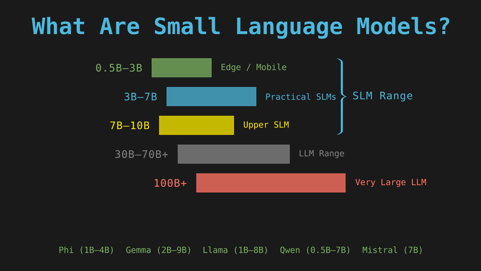Above 30 billion, we are firmly in LLM territory. These need data center hardware. And above 100 billion, you are looking at the largest commercial models. Popular SLM families include Phi from Microsoft, Gemma from Google, Llama from Meta, Qwen from Alibaba, and Mistral. Each offers different sizes for different needs.